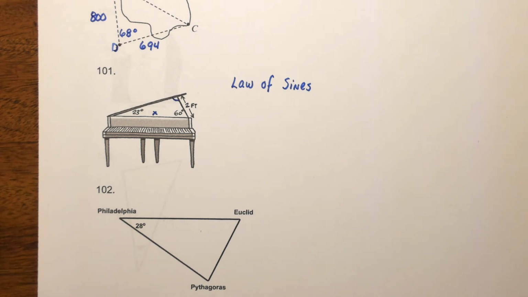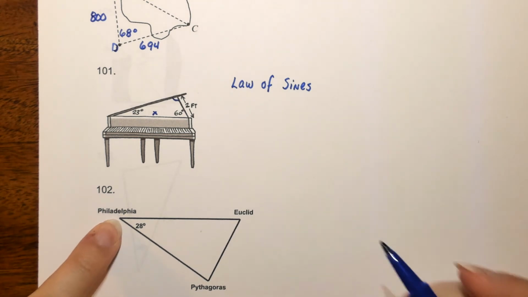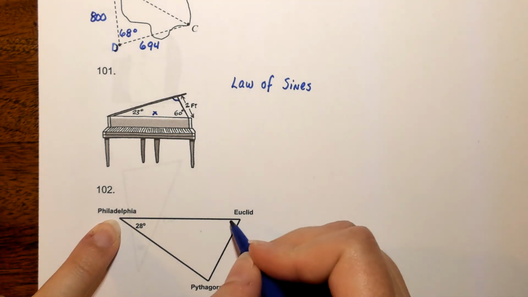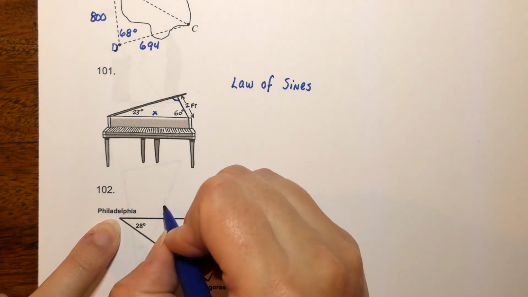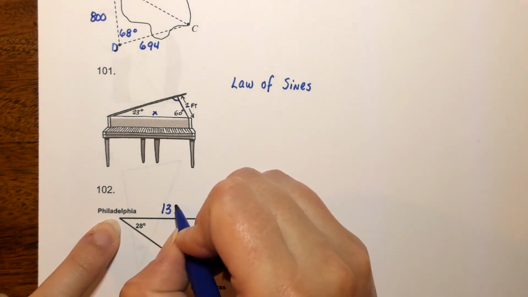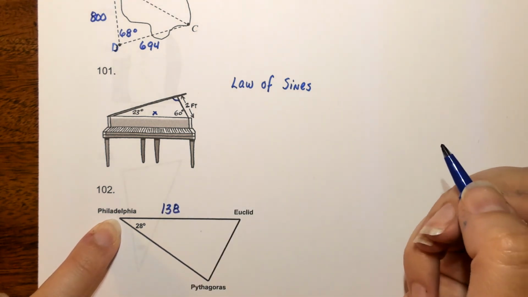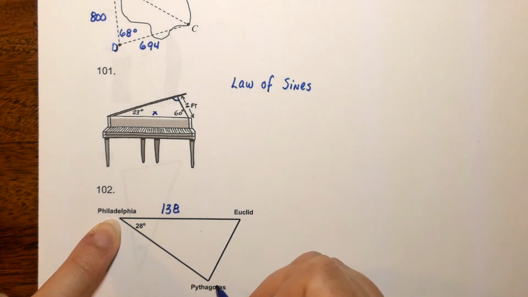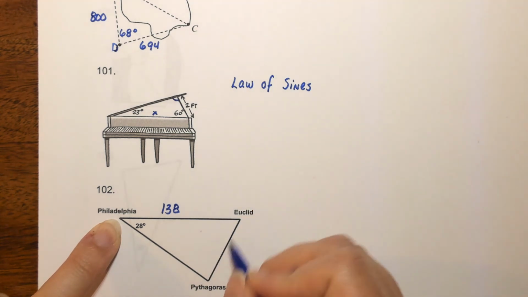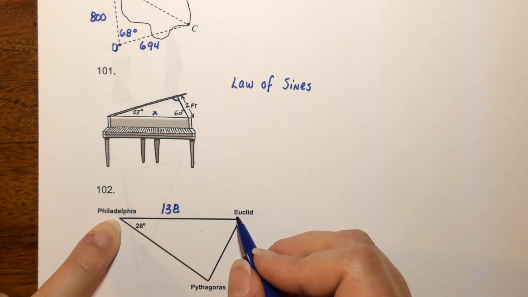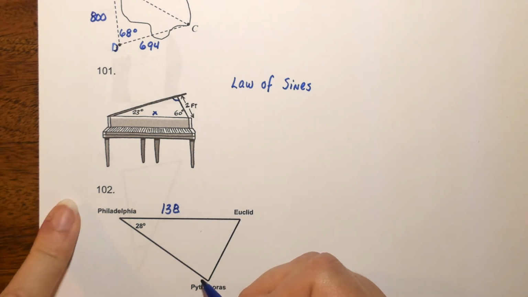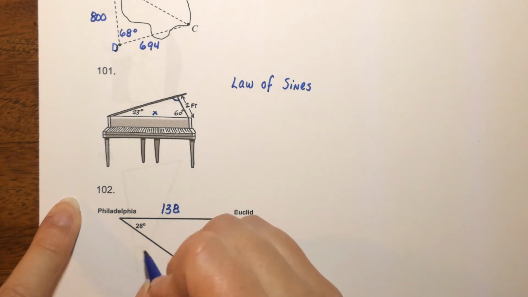Okay, 102, pennant race. Your basketball team has made it to the semifinals and now needs to win only 2 more games to go to the finals. The team's travel plan is to leave Philadelphia and travel the 138 miles to the town of Euclid to play the team there. The team will then leave Euclid, travel to Pythagoras, these are mathematicians by the way, and play that team. Finally, the team will travel 97 miles to return home.